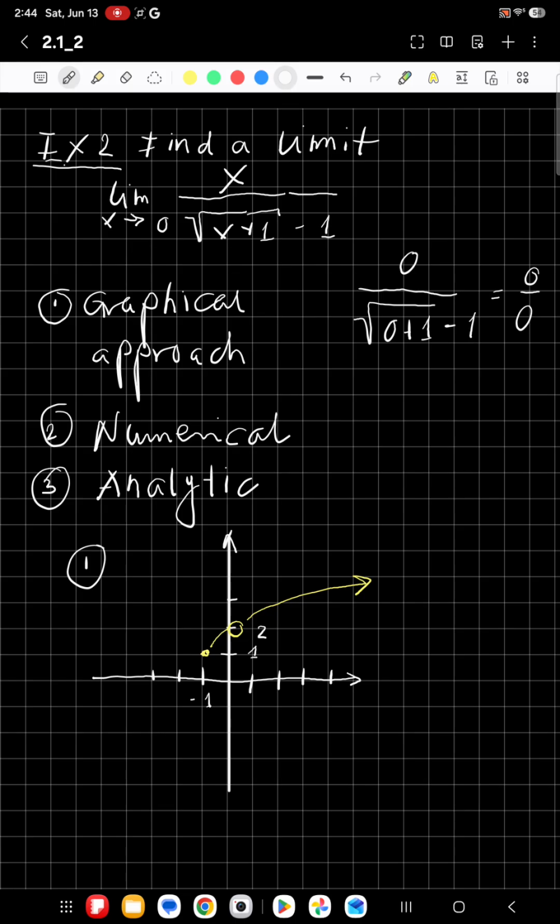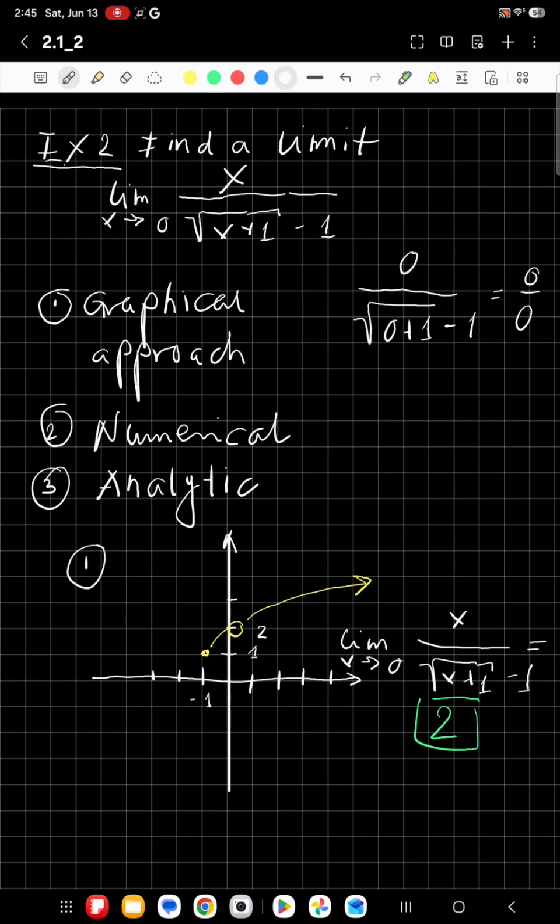That's the limit. So the limit as x approaches 0 of the function x on the top, square root of x plus 1, and then minus 1, is equal to 2. That's our first solution, our first approach to solve that limit.